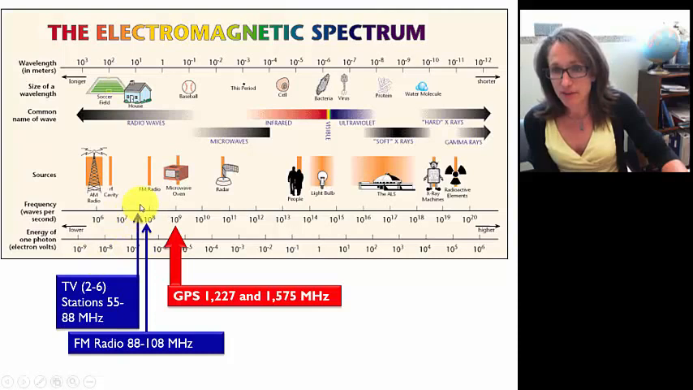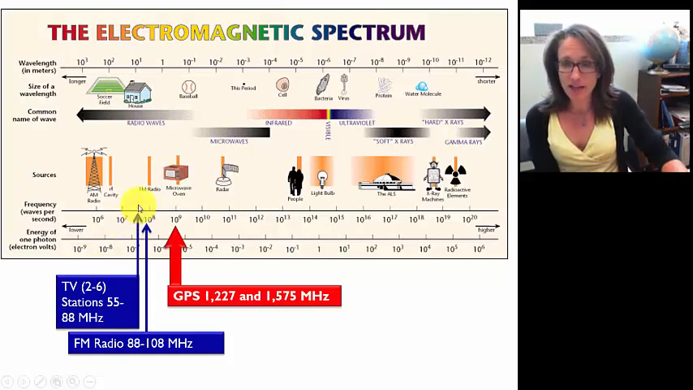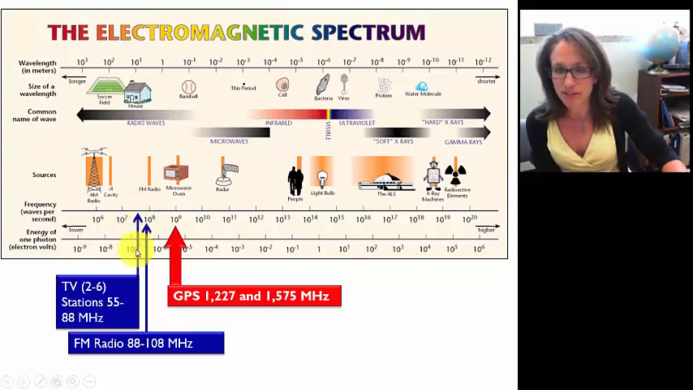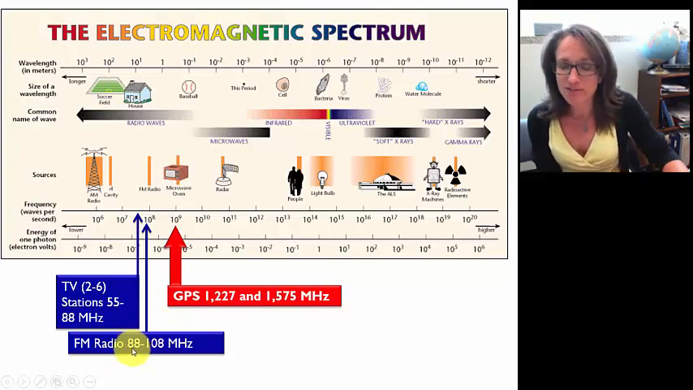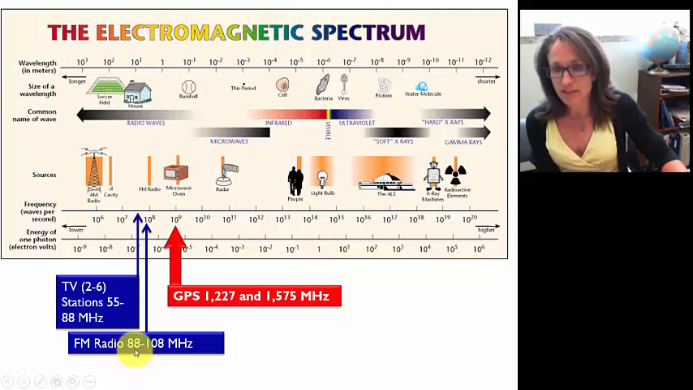Just to give you an idea, if you're getting broadcast television, which not many people do, but if you don't have cable and have an antenna on your roof or on your TV, channels 2 through 6 are the frequency of waves from 55 megahertz to 88 megahertz. Then FM radio stations are 88 to 108 megahertz, and those are actually the station numbers that you dial into. If you listen to 89.5, that's the frequency of the broadcast of that FM radio station.